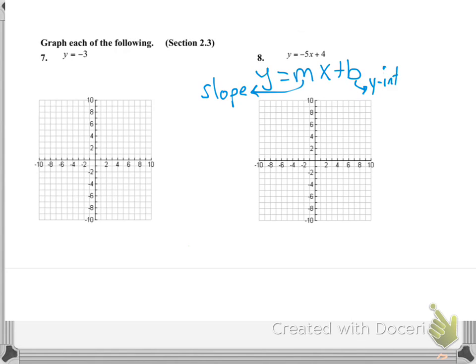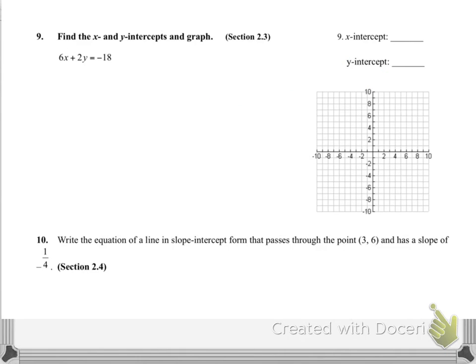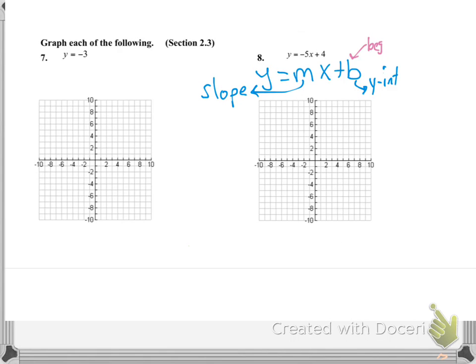Here's something else I like to think of when I look at these. You begin with B, and you move with M. So in our case, my B value is 4. I begin on the y-intercept at 4. I move, according to my slope, what my M value is, -5.